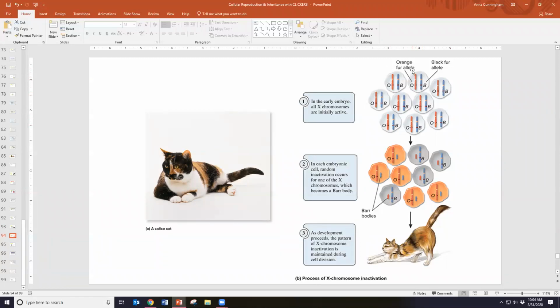What happens is that throughout development, X inactivation occurs, but it is random which of those X chromosomes is inactivated. You can see here a patch where the black fur carrying X chromosome was inactivated, and here the orange fur patch was inactivated, and that is what results in this patchwork calico color. Males don't undergo X inactivation because they only have 1 X chromosome. So that's why there are no male calico cats.